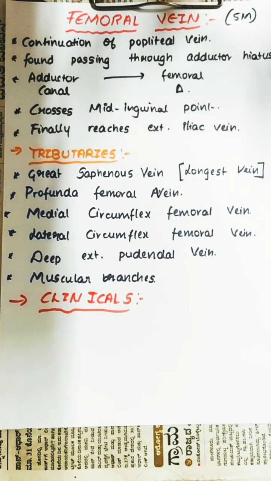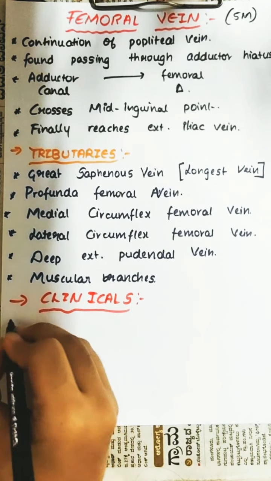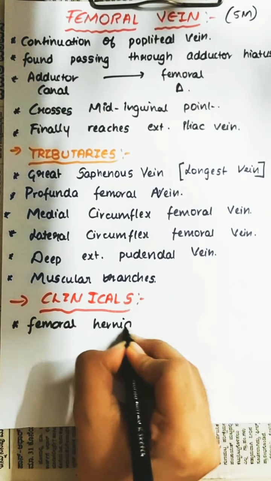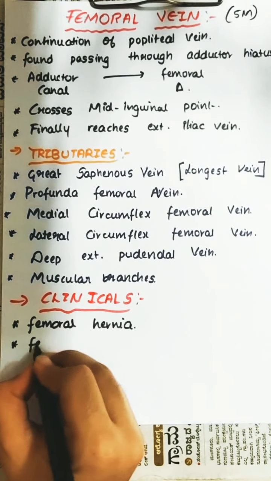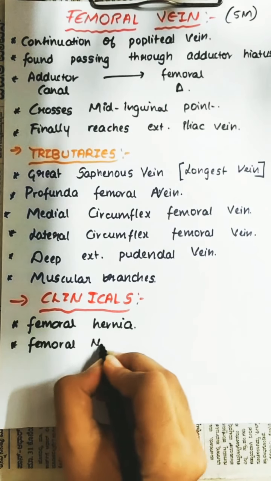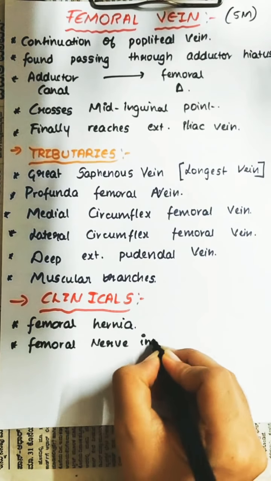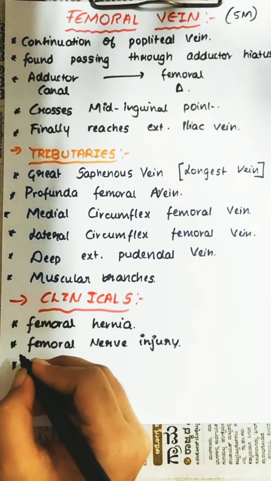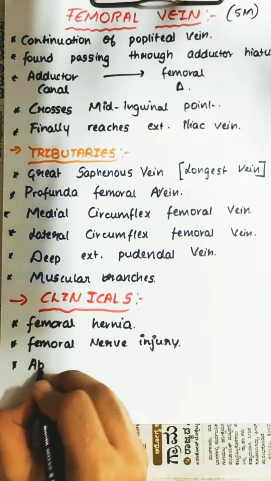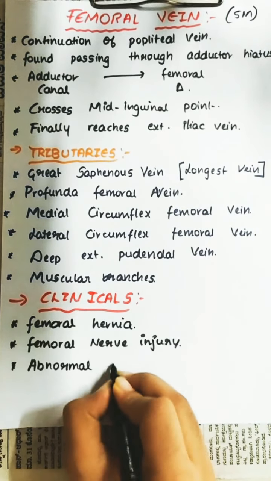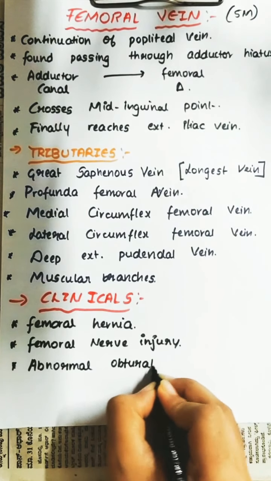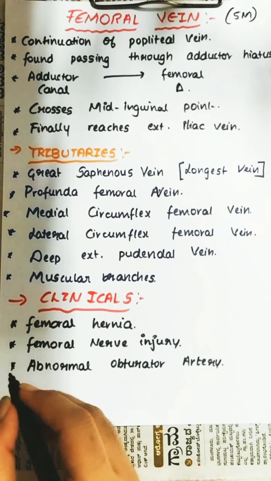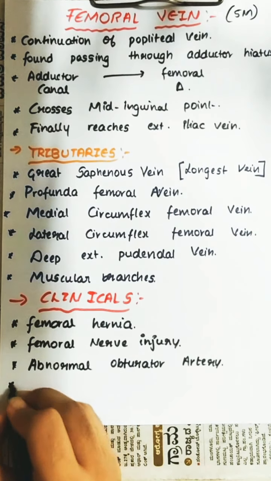So what are the clinicals? The first clinical point to be noticed is femoral hernia, then femoral nerve injury, and the abnormal obturator artery. There might be abnormalities in the obturator artery. There might be injury to the lateral cutaneous nerve of thigh.